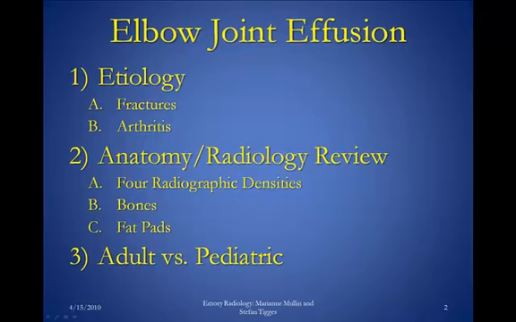We're going to spend some time reviewing the anatomy and the radiology of the elbow. And it turns out that you can make fairly subtle and fairly sophisticated diagnoses based on a knowledge of pretty basic things like the 4 radiographic densities and the osseous anatomy around the elbow. One of the things that we're going to have to understand before we can approach the elbow are the fat pads around the elbow. So we're going to spend a lot of time talking about those fat pads.